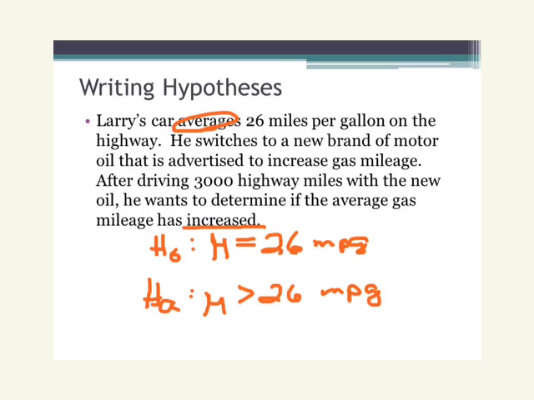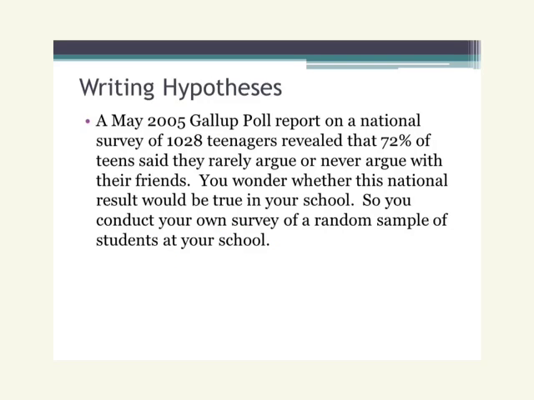Okay? But again, that's the idea of writing a hypothesis. Hopefully you see that's pretty simple. Again, we just take the value, we write a statement of equality for our null hypothesis, and then we write a statement of inequality for our alternative hypothesis.